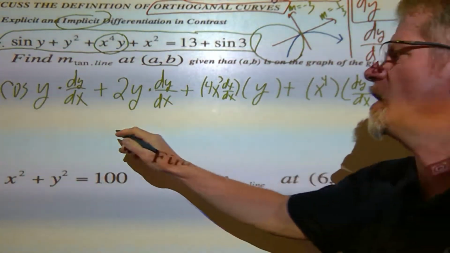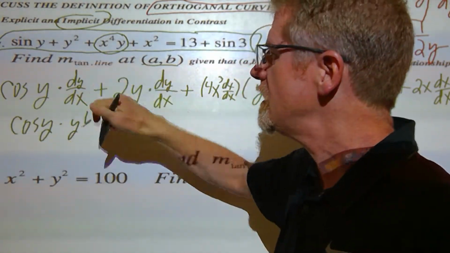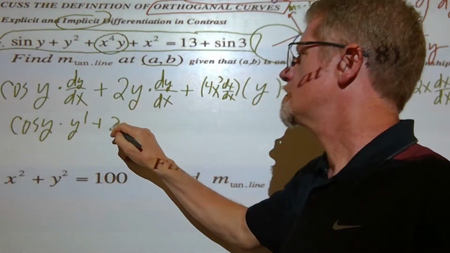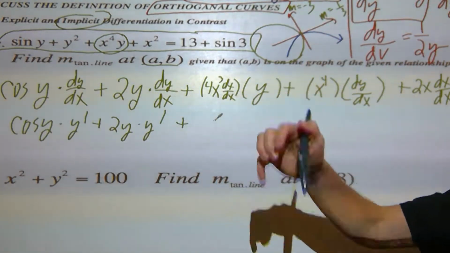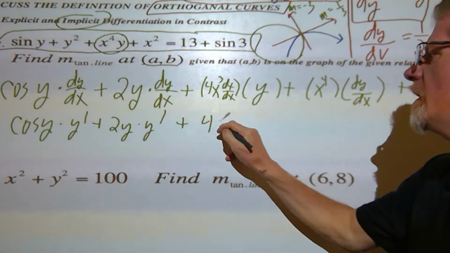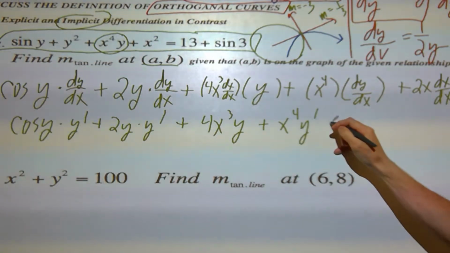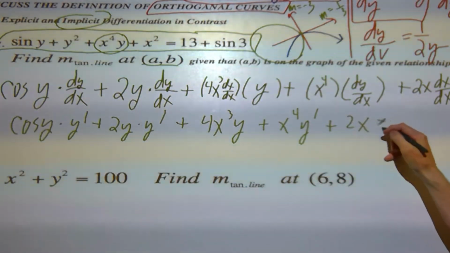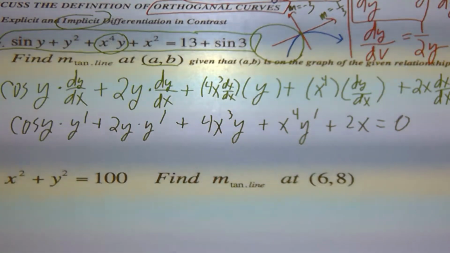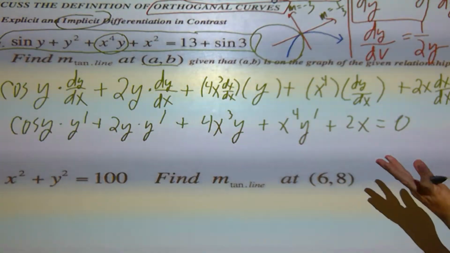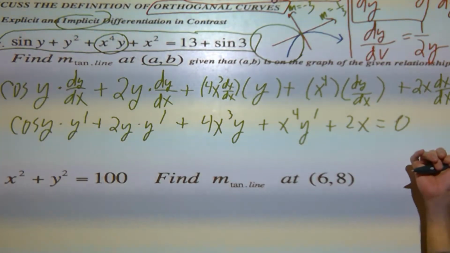Yeah, so let's simplify this. Here's where I think it's probably not a bad idea to replace the dy/dx's with y prime, plus 2y times y prime. Replace the dx/dx's with 1 because the derivative of x with respect to x is 1. So plus 4x cubed y plus x to the fourth y prime plus 2x equals 0. So that's my first level of simplification. The dy/dx's are y primes, which is what I have to solve for. The dx/dx's are 1. Before we move on to the next line, do you have any questions as to what happened so far?